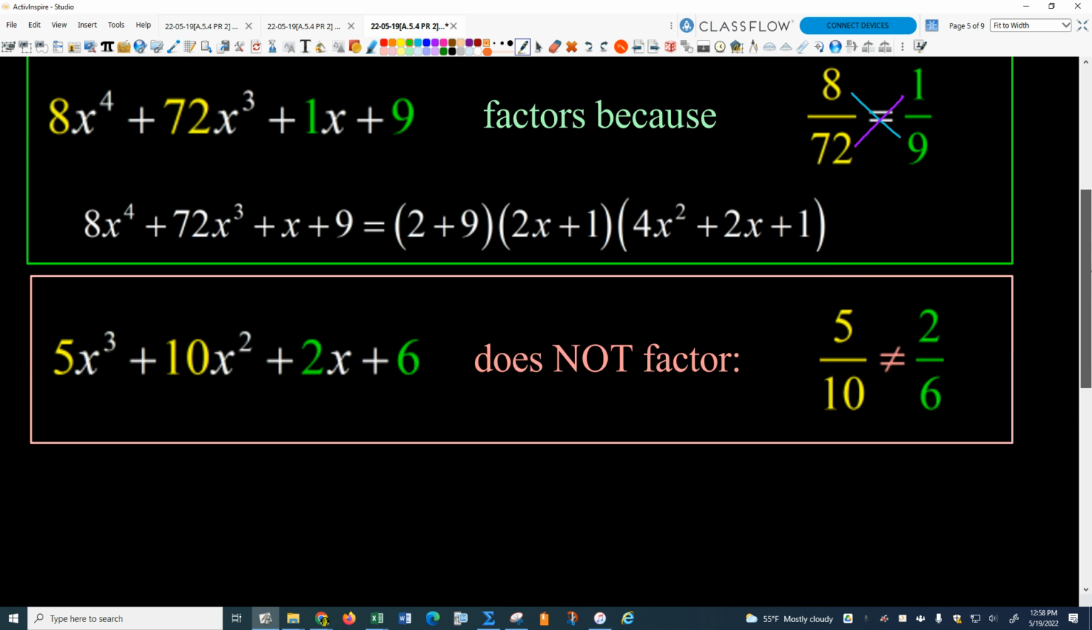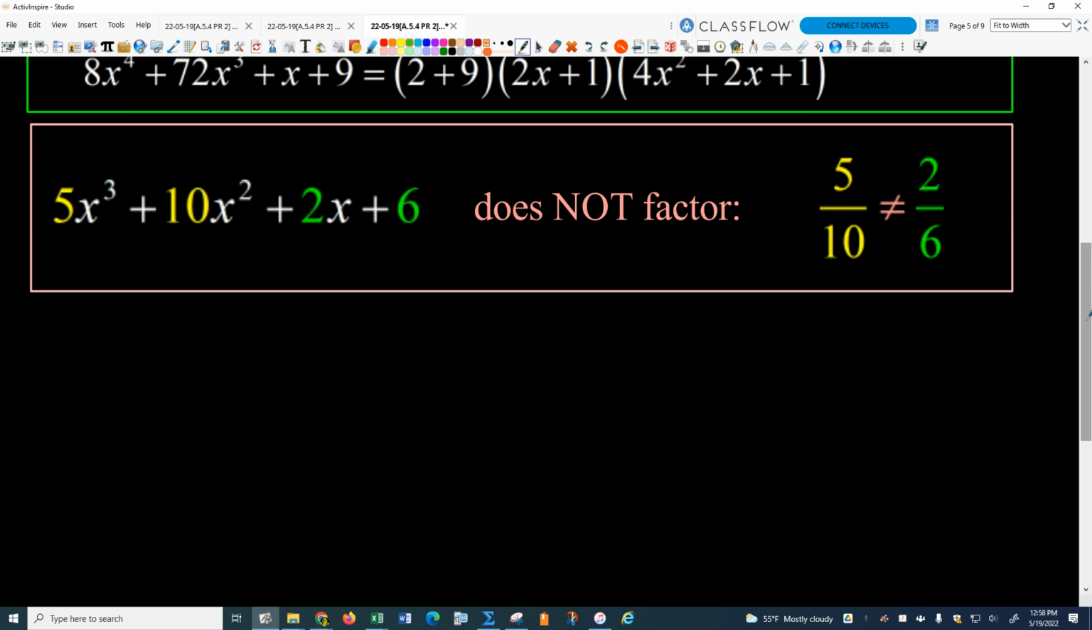How about the bottom example? 5 divided by 10 would have to equal 2 divided by 6, which they obviously don't. But if I cross multiply, I can see that also. I'd get 30 on one side, and I'd get 20 on the other, and those are pretty clearly not equal. So that one doesn't work, right?